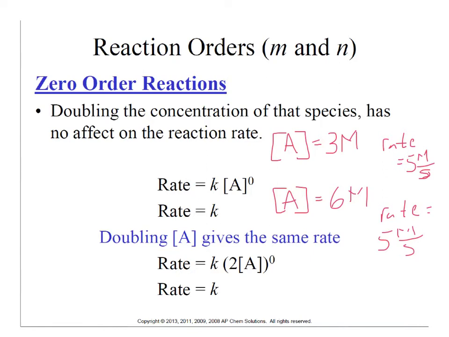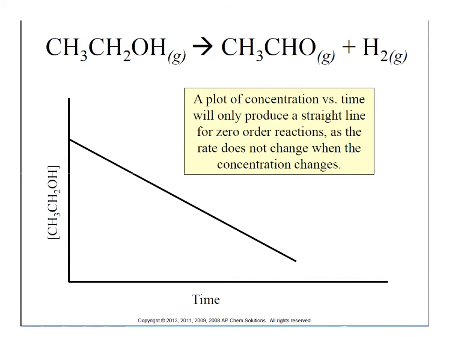Now I say doubling, but if we were to triple it and use, say, a concentration of 9 molar, it would also have 0 effect on the reaction rate because it's a 0 order reactant. So here's a graph that shows the decomposition of ethanol. In this case, there's only one reactant, and so that would be like our A that we were talking about in the last slide. It's decomposing over time, and we're saying that this is a 0 order reactant, which means the concentration does not affect the rate of reaction.